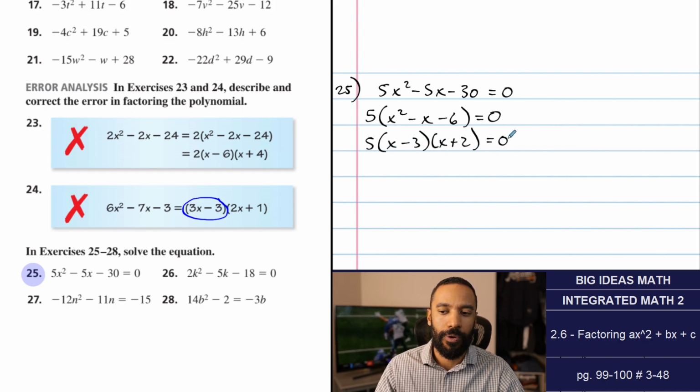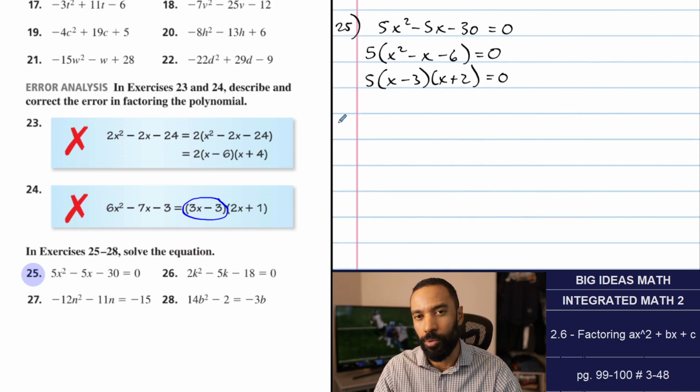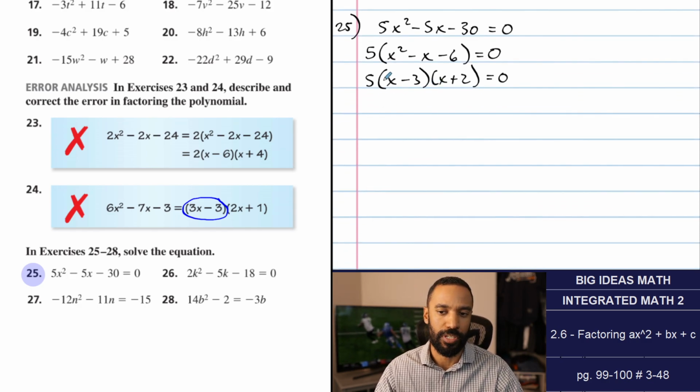Now, the zero product property comes into play. This was something taught before in section 2.4. Please go back to that if you want to see more on it. If 5 times x minus 3 times x plus 2 equals 0, either 5 equals 0, which is impossible. You won't see me write that anymore. That doesn't work. There's no x's have any bearing on that.